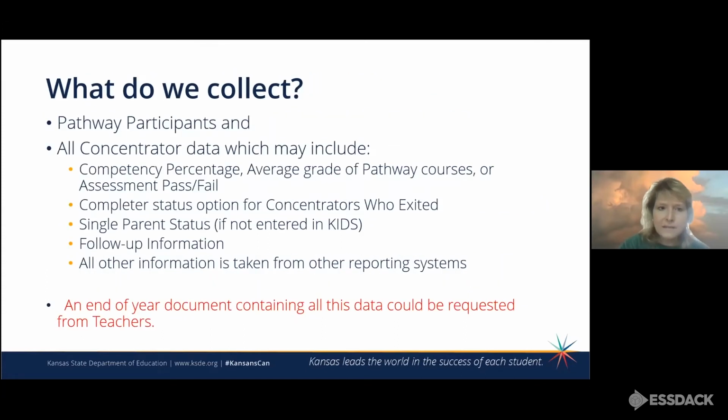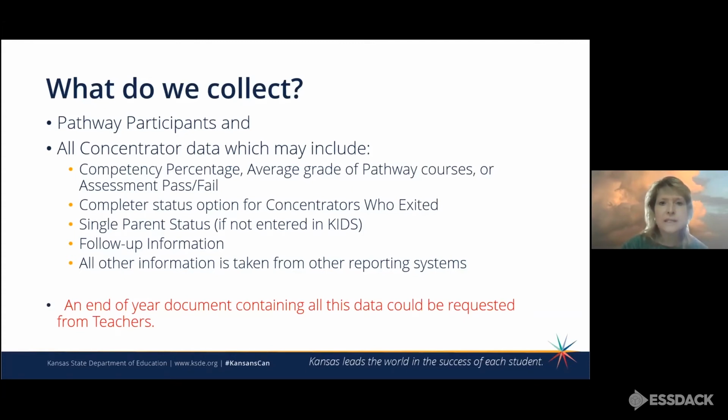All right, we are going to go forward here. This is what we collect: Pathway participants and concentrators of any type. There are 3 types of concentrators. The concentrator who exited is going to need more data submitted. They're going to need the competency percentage, or the average grade of their pathway courses, or the pass-fail of an end of pathway assessment, okay? The completer status is a state status. It's not a federal submission, but we do collect that information. It is just a checkbox, and I'll show you that a little bit later on.